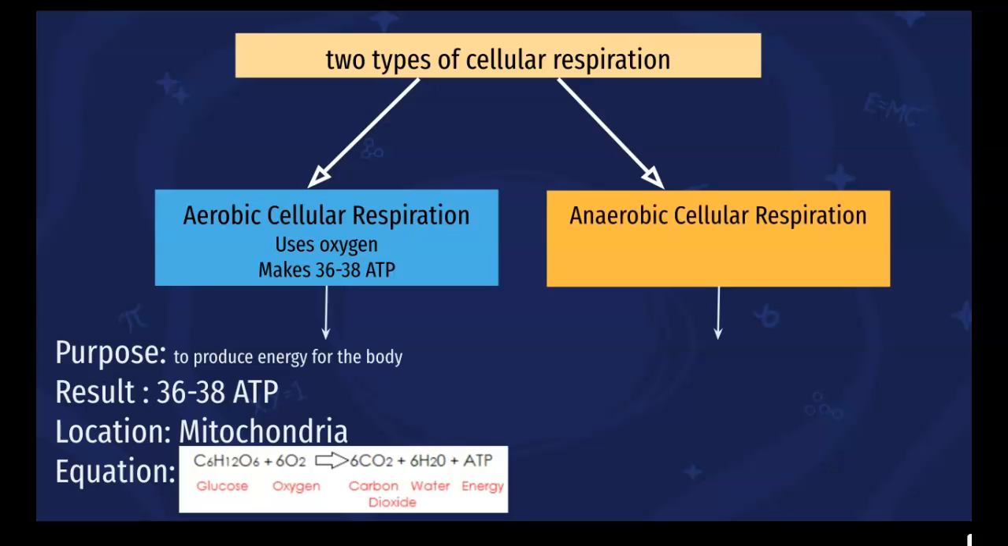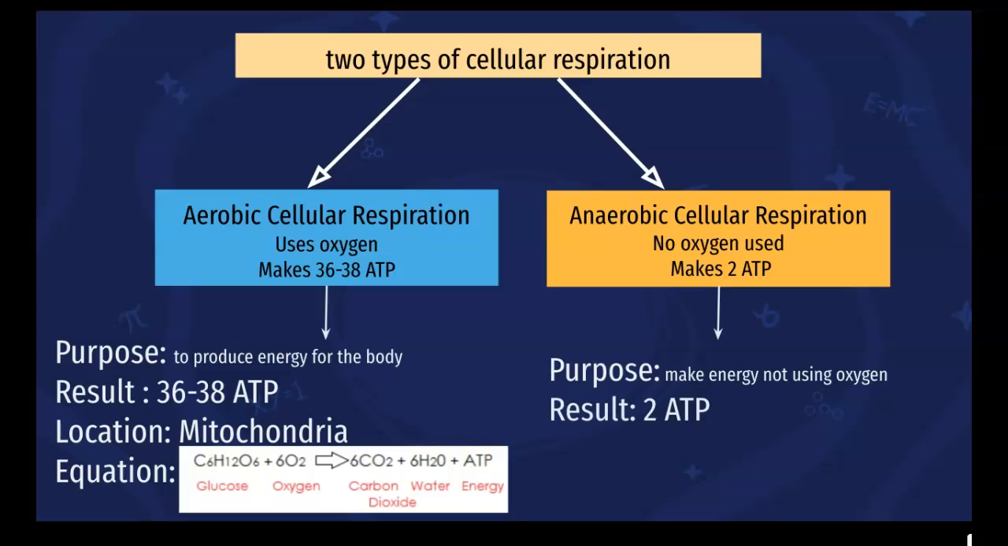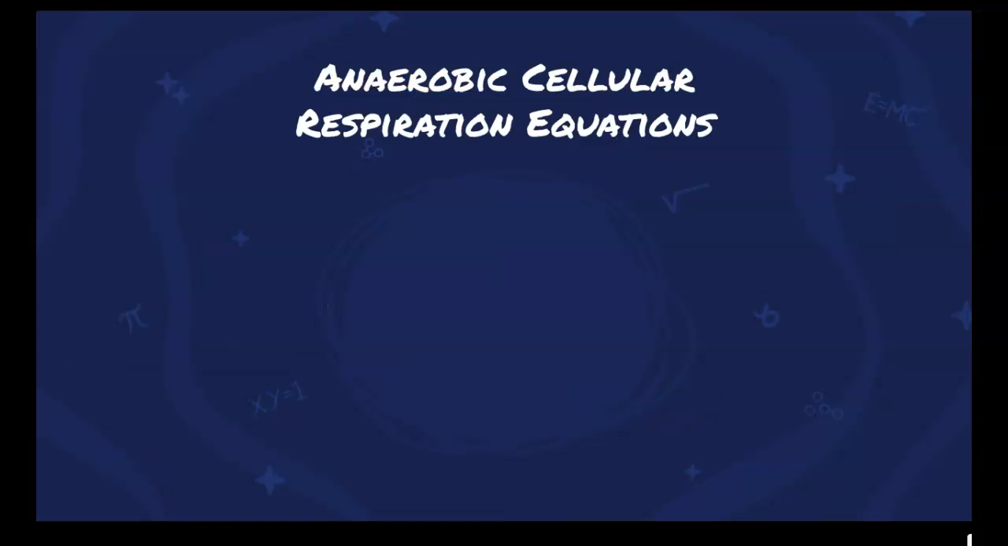The other type is anaerobic cellular respiration. This is what happens when we have no oxygen present in the cells, and this time we only make 2 ATP. This is why we only do this process if it's absolutely necessary, when there's no oxygen present. It's obviously not as efficient a process, and we only use it when we absolutely need to. We still need to make energy, but maybe there's no oxygen. We only make 2 ATP. It happens only in the cytoplasm of the cell, and the equations are right here.